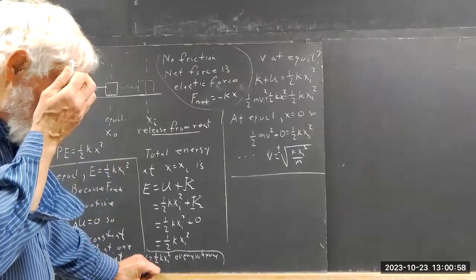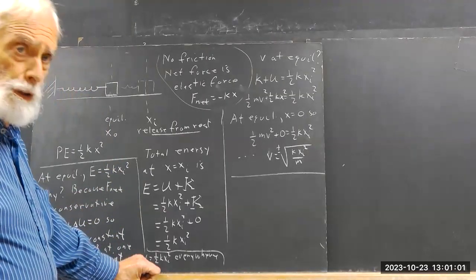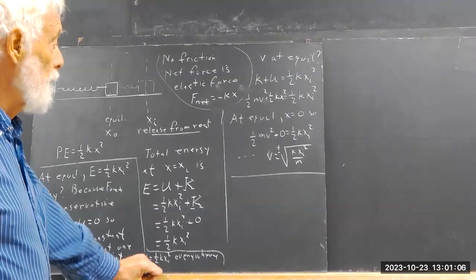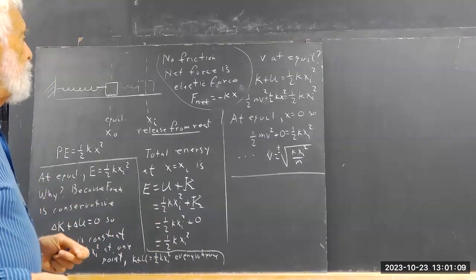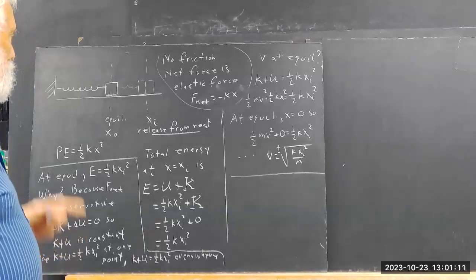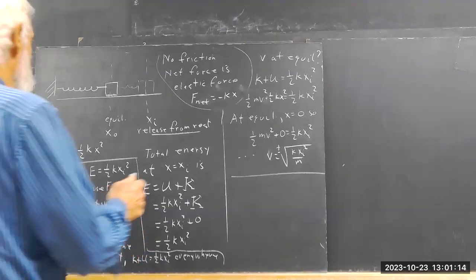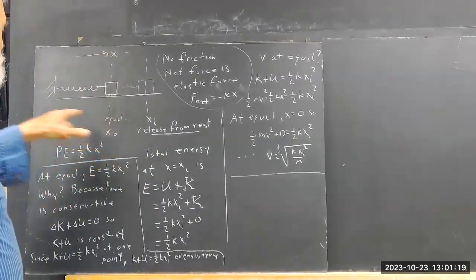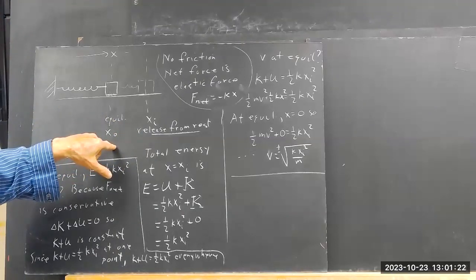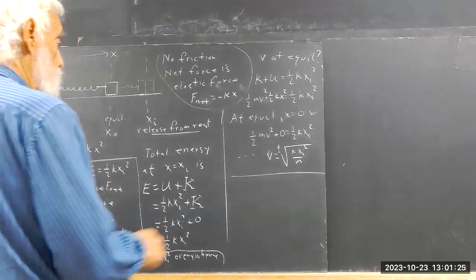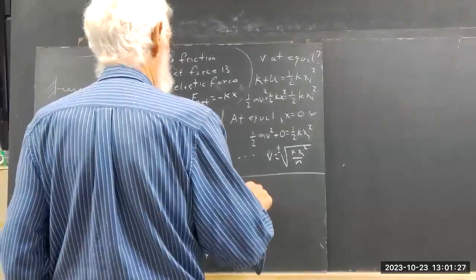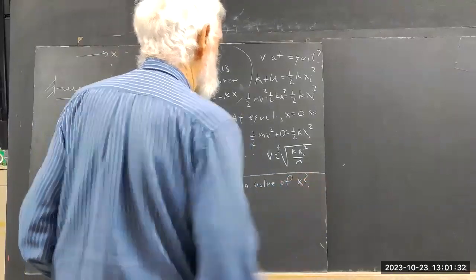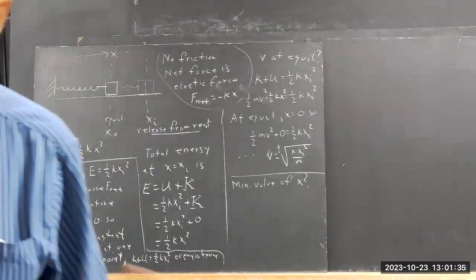Simple enough. What about the second question? Well, now the analogy to the second question would be, since our x-axis is presumably in this direction, what's the least value of x that we get? Okay. So the minimum, what's the minimum value of x? How are we going to approach that?